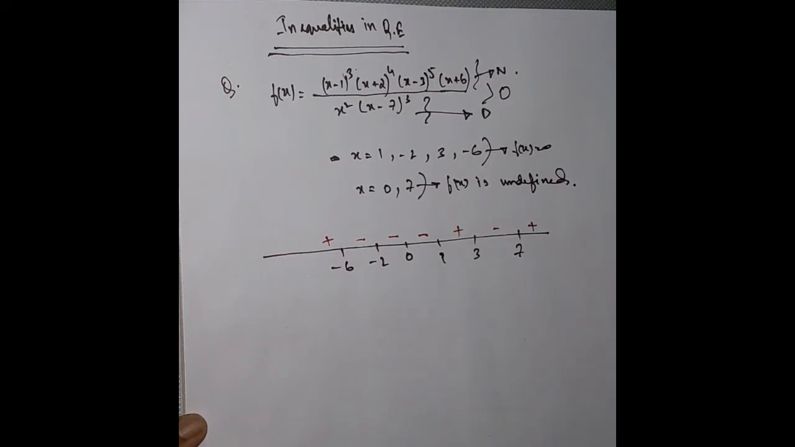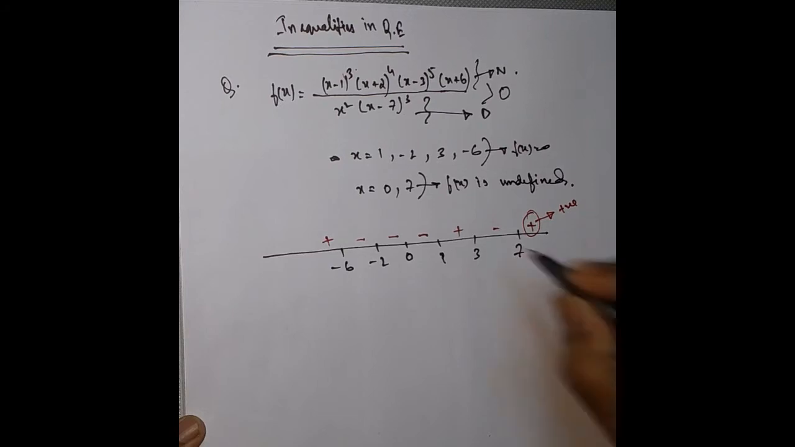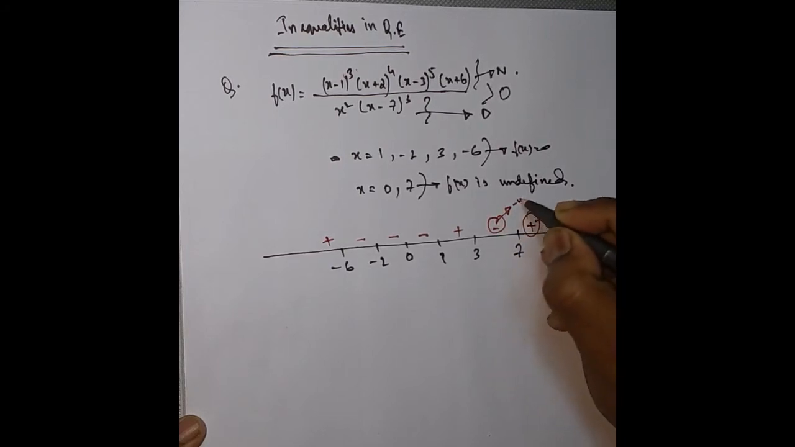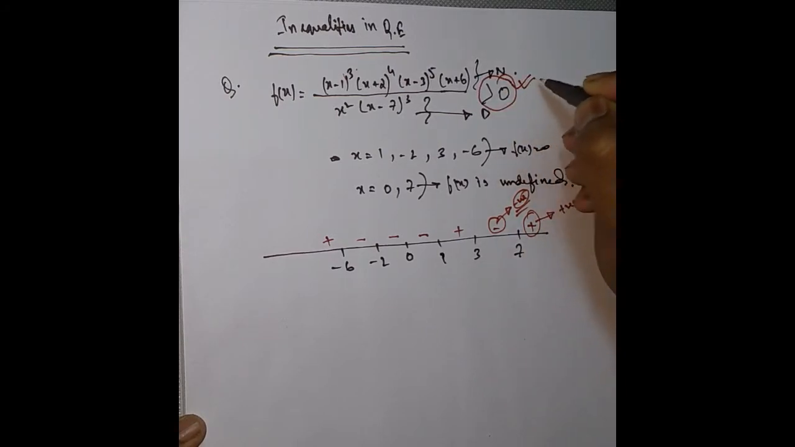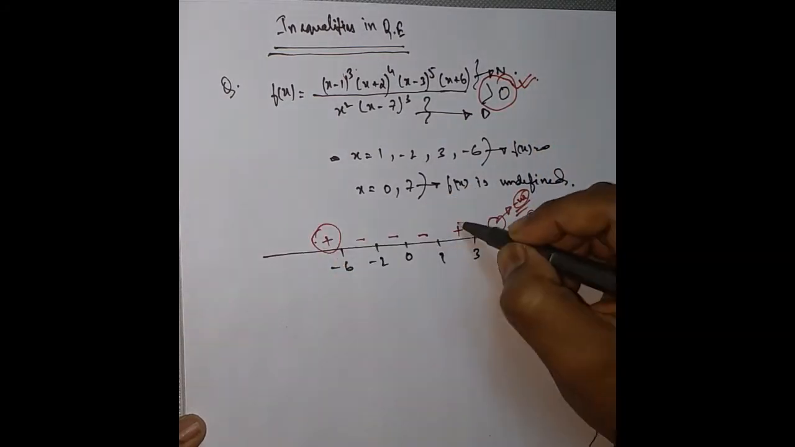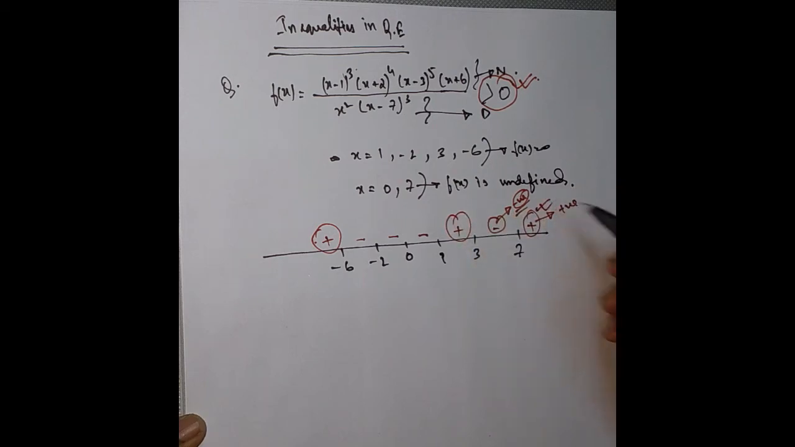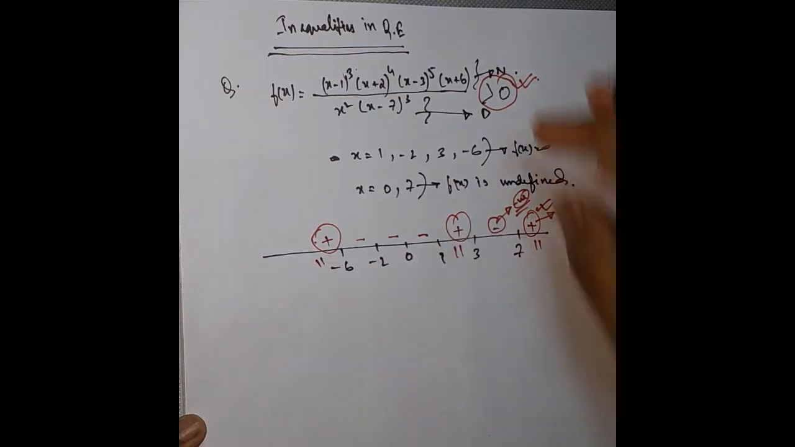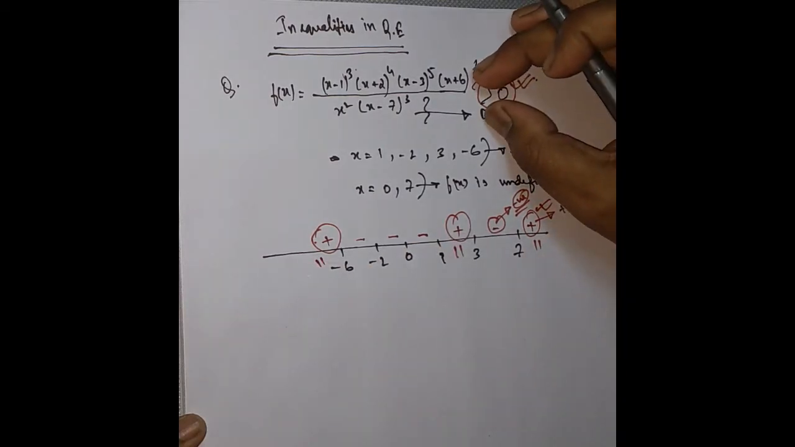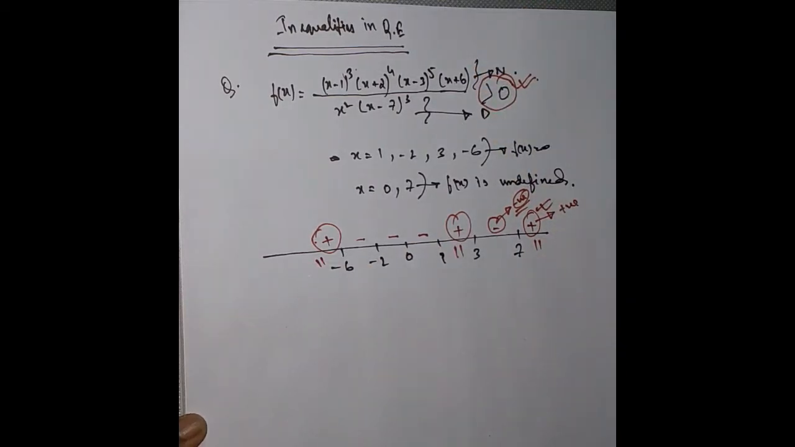Alright, here plus means it is positive and minus sign means it is negative. What do we actually need? We need where f(x) is positive, so we get the interval where it is positive. These are the intervals where f(x), this polynomial, is positive, but there is an exception.